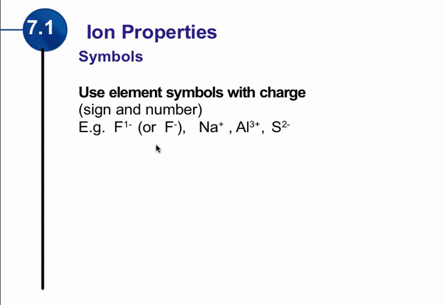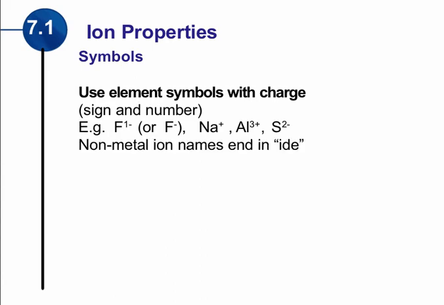F 1 minus, or just F minus, is the fluorine ion. Here is the sodium ion, symbol and a charge. Aluminum ion, symbol and a charge. Symbol and a charge for sulfur. So that's the first important piece, the ion properties, element symbols with a charge.